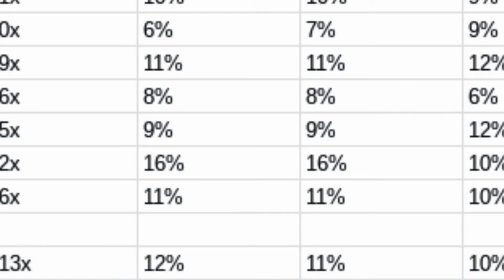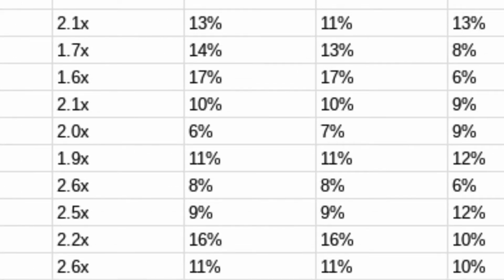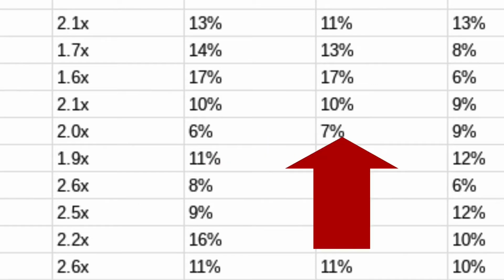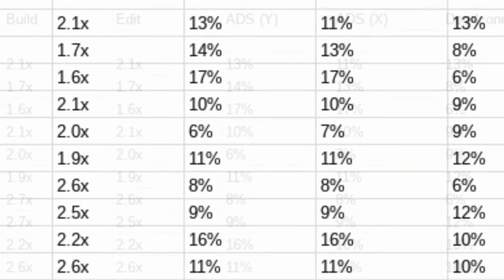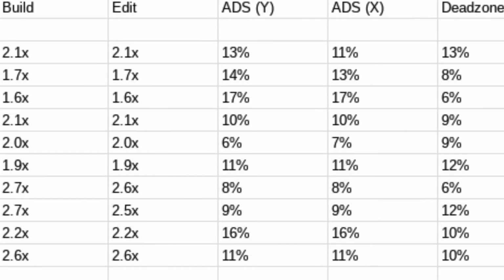So the average ADS for X is 12%, the average ADS for Y is 11%. The person who had the lowest ADS for both X and Y is Oagoop, who had 6% for Y and 7% for X. The highest was Reet, who had 17 for both X and Y. Like all the other sensitivities that I've been talking about, 6 people had the same X and Y sensitivity, but even the people who didn't, the difference is only by like 1 or 2%. So all the pros are, I guess, keeping the same sensitivity for both Y and X for ADS.